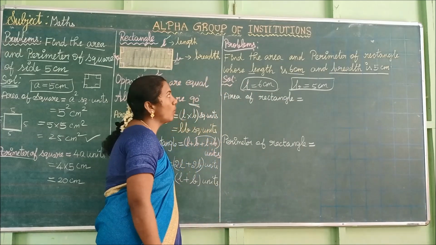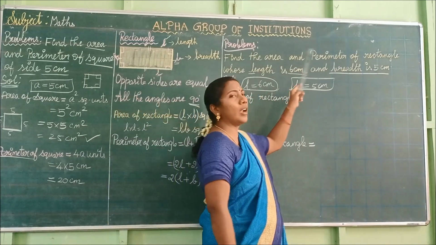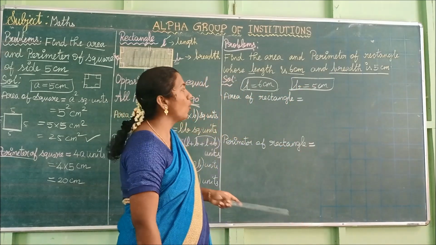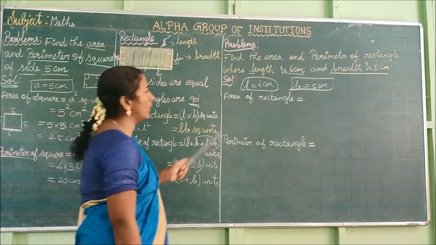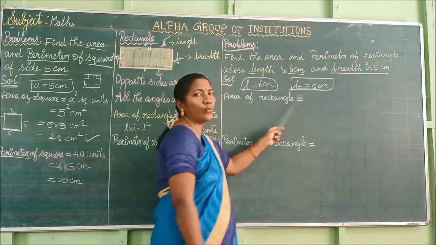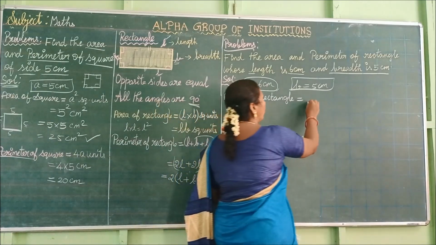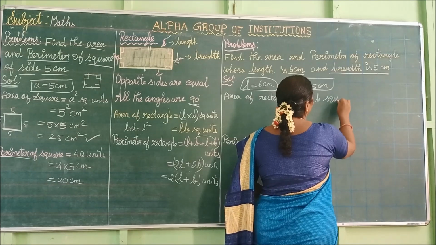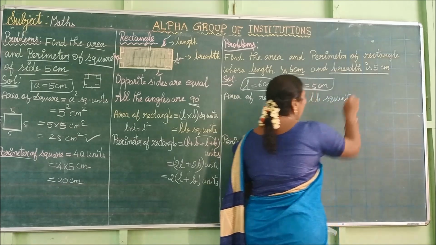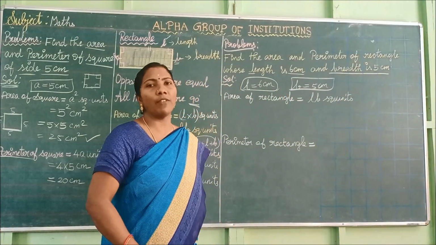These are the given data. What are we asked to find? We have to find area and the perimeter of the rectangle. Just now we have seen the formula for area and the perimeter of a rectangle. So here you have to write the formula first. Area of rectangle equal to L into B square units. First you have to write the formula and then substitute the values.